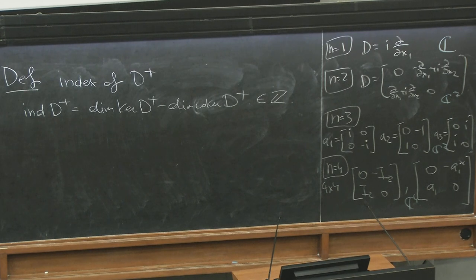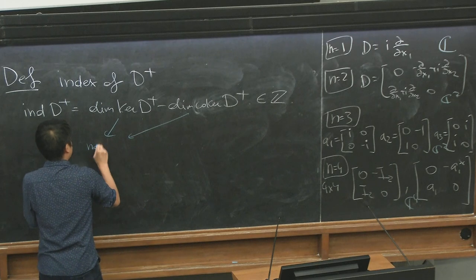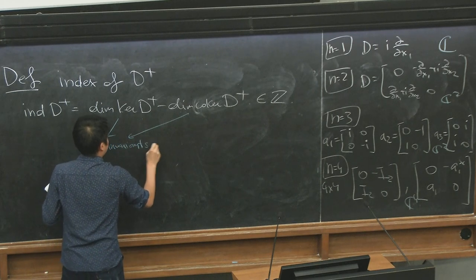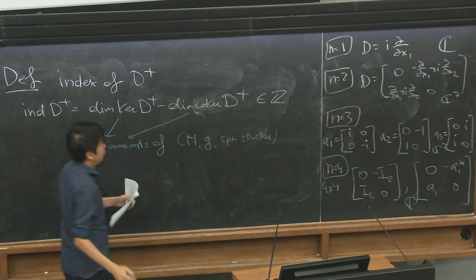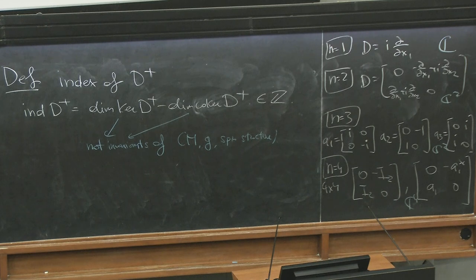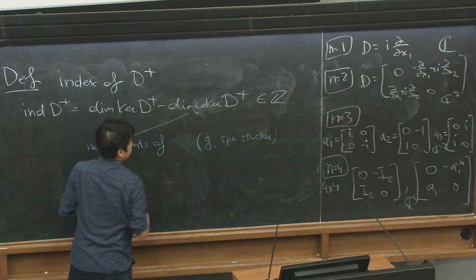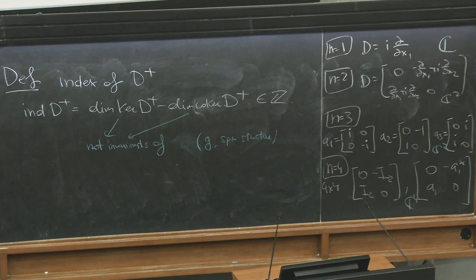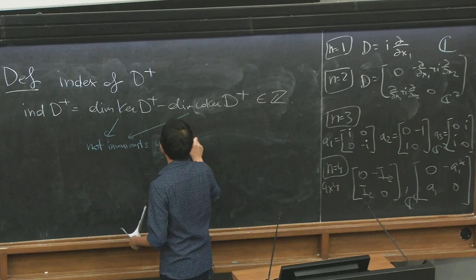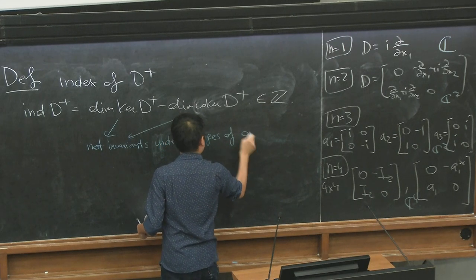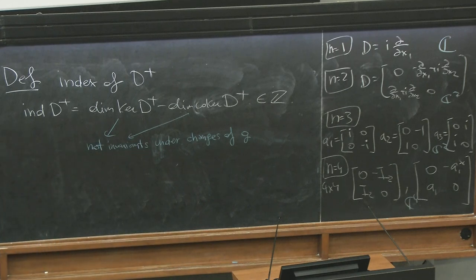Okay, so what's the magic here? The point is that these two things are not invariants of the metric g and spin structure. The manifold is what it is, but if you change the metric, under changes of g, it's not a topological invariant. So the dimension of the kernel of the operator and the dimension of the co-kernel of the operator are not invariants of the manifold.